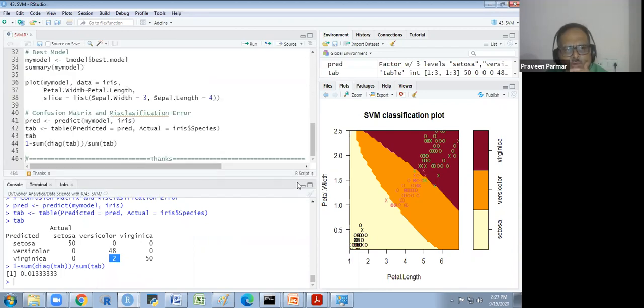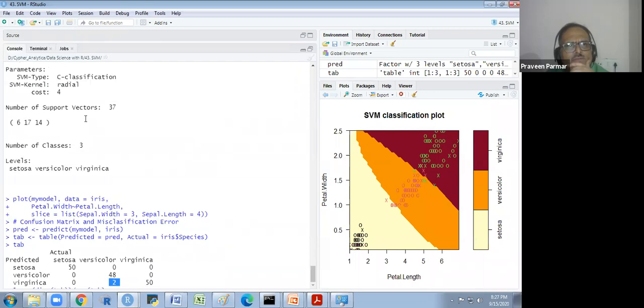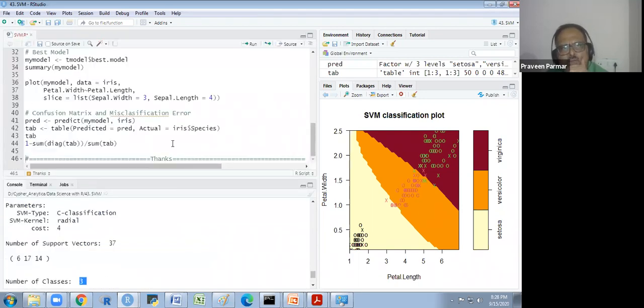Or you see the model I will show you. It is radial. This model is a radial model again. The cost is 4, and the support vectors are 37. Number of classes is 3. We know that. So I have explained how to tune the model, how we could do it, everything in a small script.